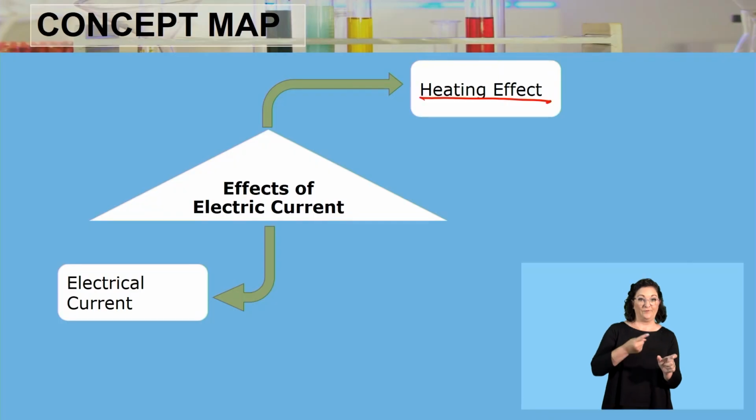In order for us to achieve these goals, we are going to take the main idea, the effects of electric current, and break it into small concepts that you're going to look at individually, starting with the heating effect, and then the second one is going to be the electrical current. What do we mean by those two concepts?